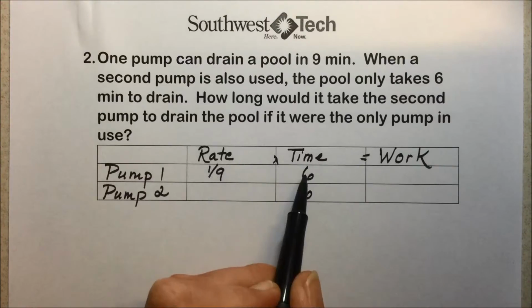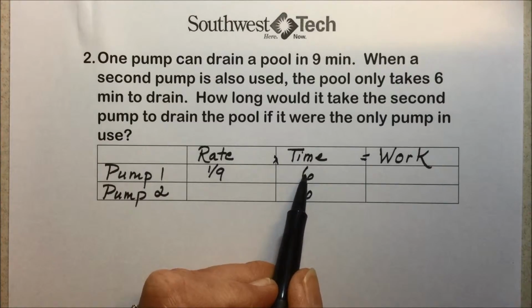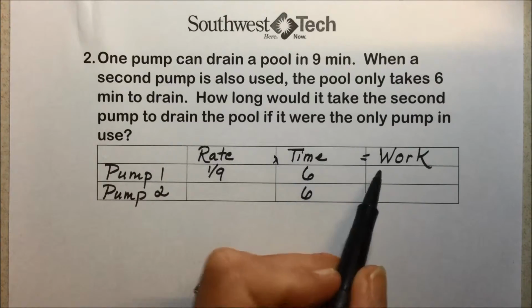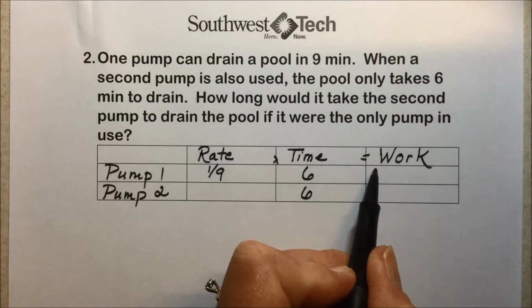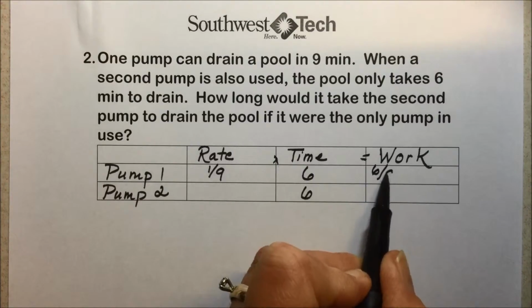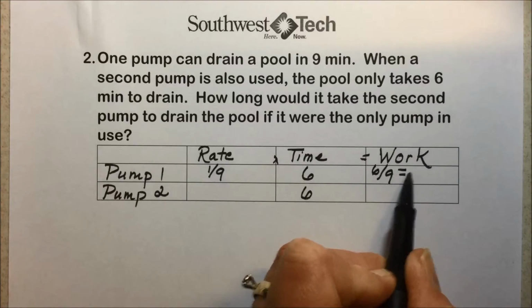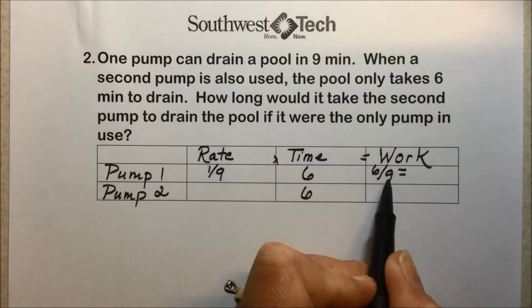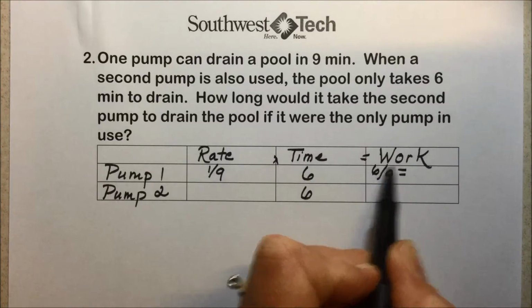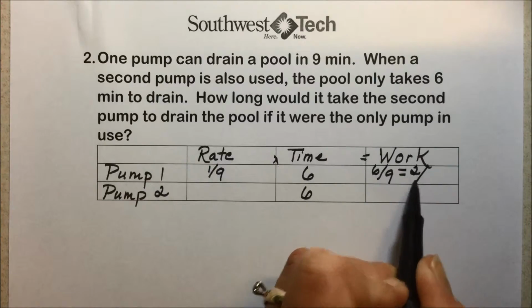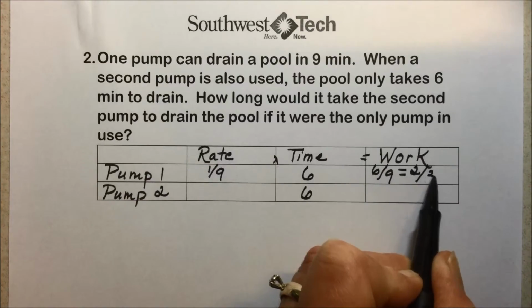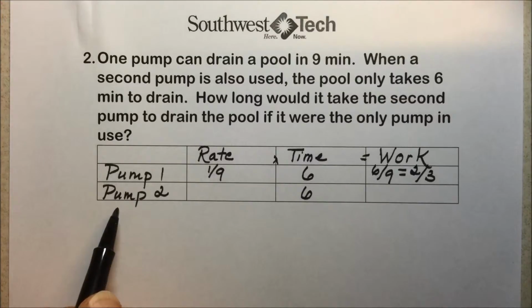If we take rate times time, 1/9 times 6 will get the amount of work. So we end up with 6 times 1/9, which is 6/9, which we can reduce since there's a common 3 in the numerator and the denominator. 6 divided by 3 is 2. 9 divided by 3 is 3. So the amount of work pump 1 is doing is 2/3.